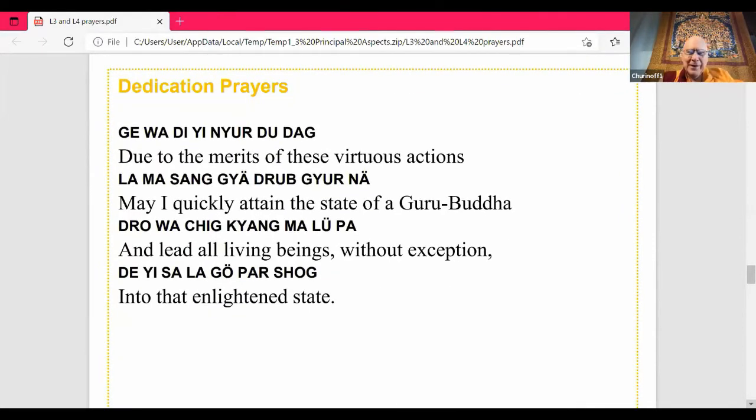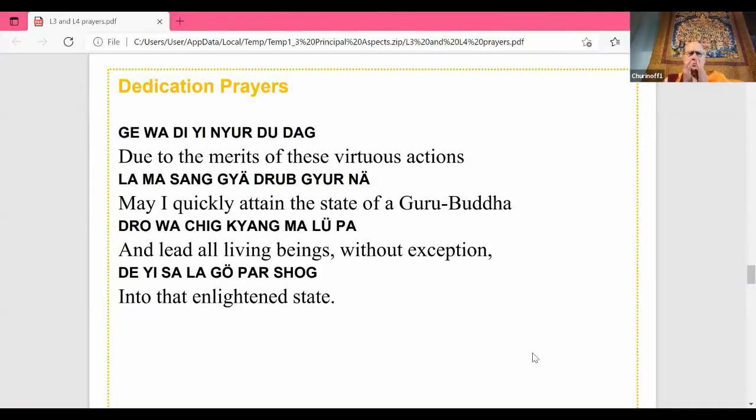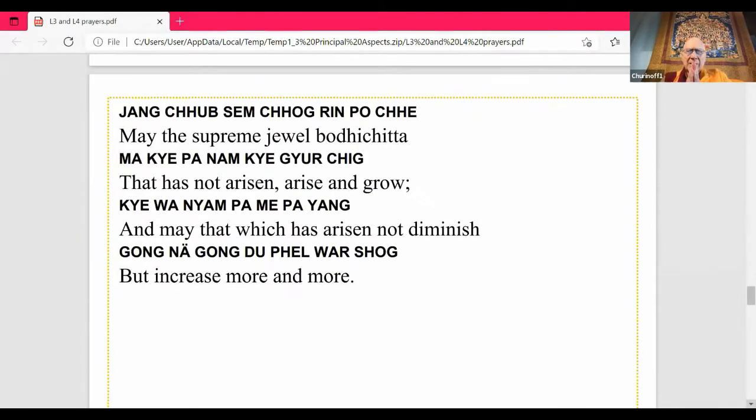It has been my honor and pleasure to substitute for Geshe Sherab in his absence, and I rejoice that he's coming back. So we'll just do these last dedication verses. Due to the merits of these virtuous actions, may I quickly attain the state of a Guru Buddha and lead all living beings without exception to that enlightened state. May the supreme precious bodhicitta that has not arisen arise and grow, and may that which has arisen not diminish but increase more and more.